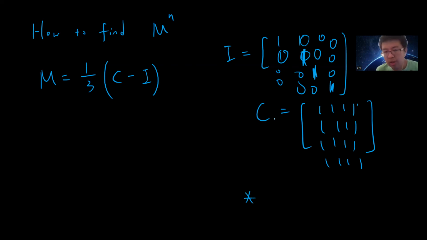The computation is very simple: if you do C squared, you get 4C. And then you can check that C to the k becomes 4 to the k minus 1 times C. Our goal is to compute M to the n, so the tool we have to use is binomial expansion. We get the sum over k from 0 to n of n choose k, (-1) to the n minus k, times C to the k, all over 3 to the n. Okay, so this is binomial expansion.